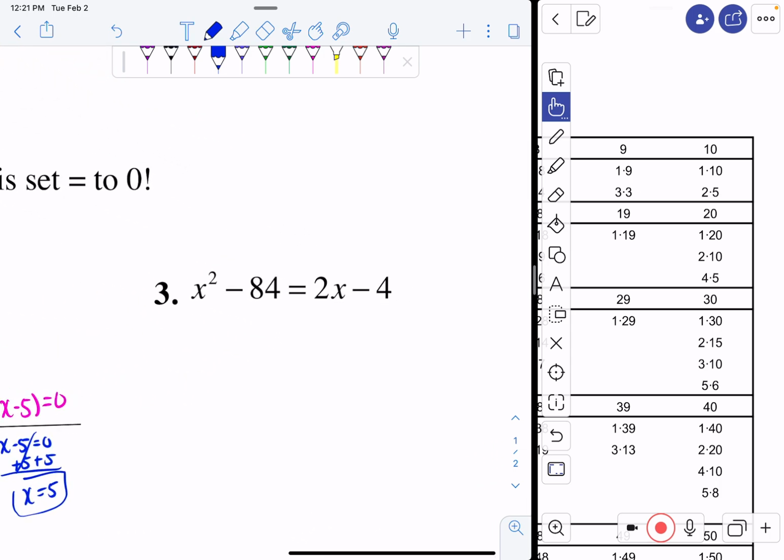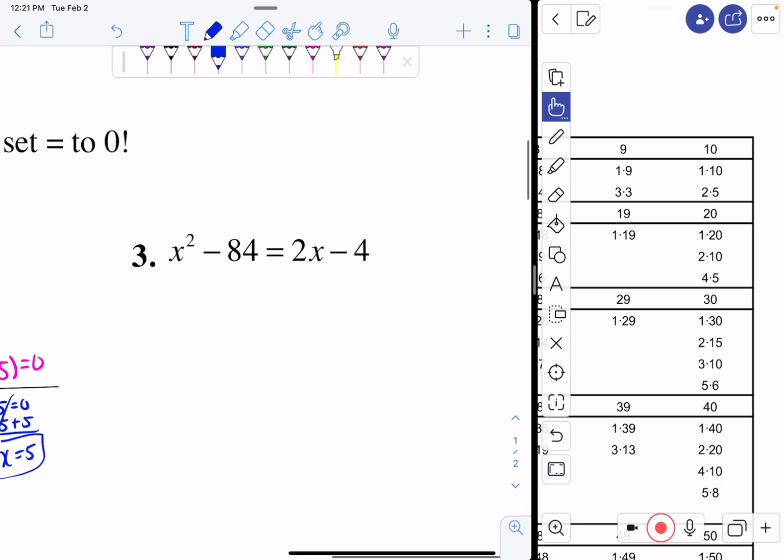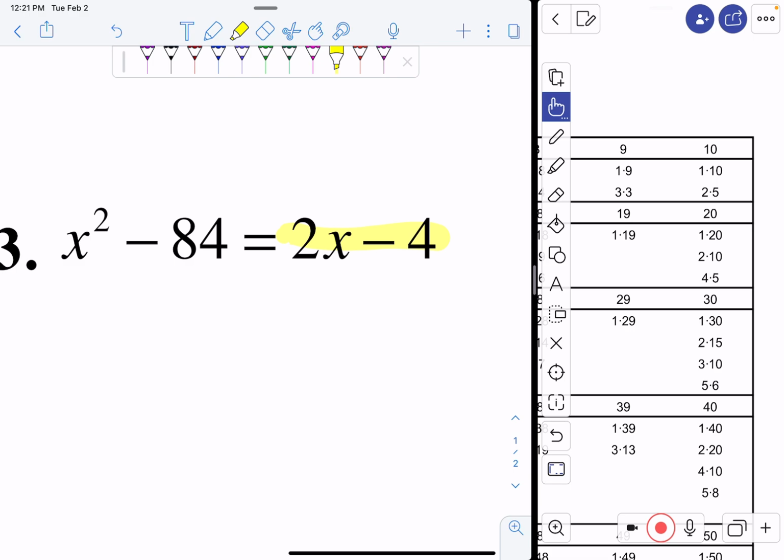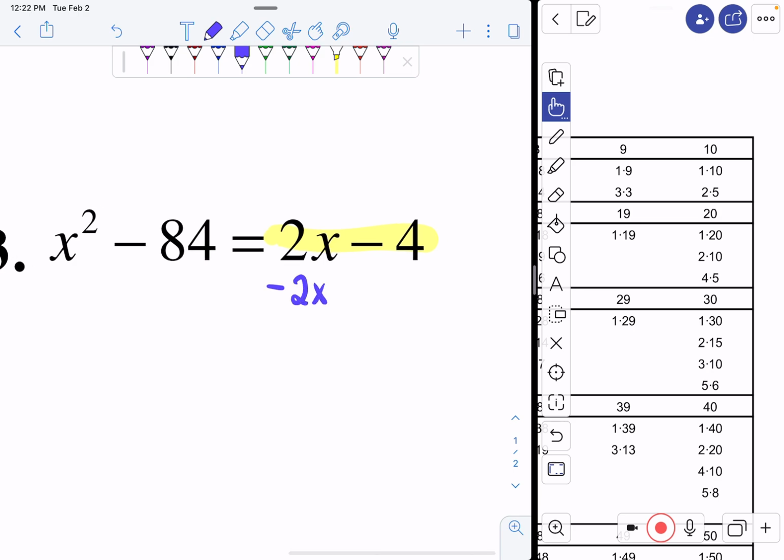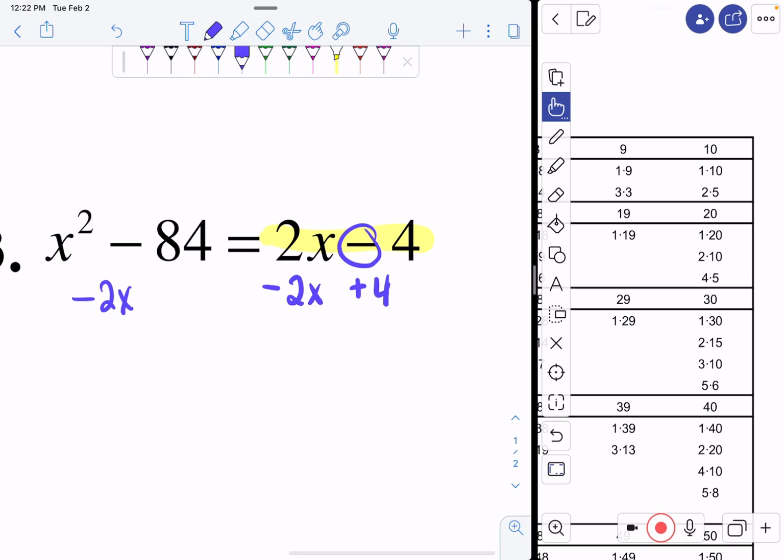I have x squared minus 84 equals 2x minus 4. Is it equal to 0? No, it's equal to 2x minus 4. So you have to ask yourself, how do I get everything to the other side? So if you want, you can be adventurous and just get rid of everything at once, or you can take your time. I'm going to be adventurous. I have to ask myself, how do I get rid of a positive 2x? I subtract 2x. Subtract 2x. How do I get rid of a minus 4? I add 4. Add 4.